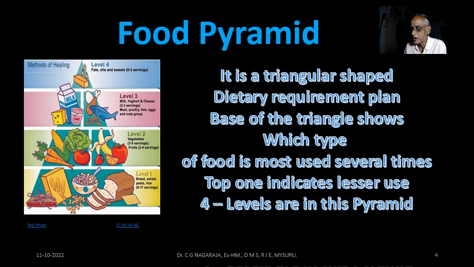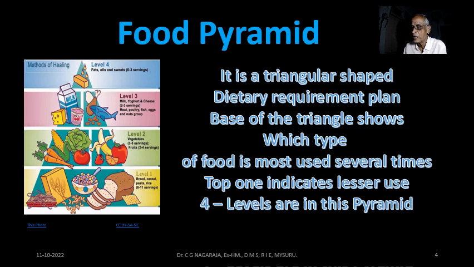The base of the triangle contains the food which is mostly used by animals at different times, maybe 5 or 6 times in a day. That kind of food is used. They are mostly carbohydrates. The second type of food is used rarely. Maybe vegetables are used once or twice in a day, not all the time. Fruits are used once or twice in the day.